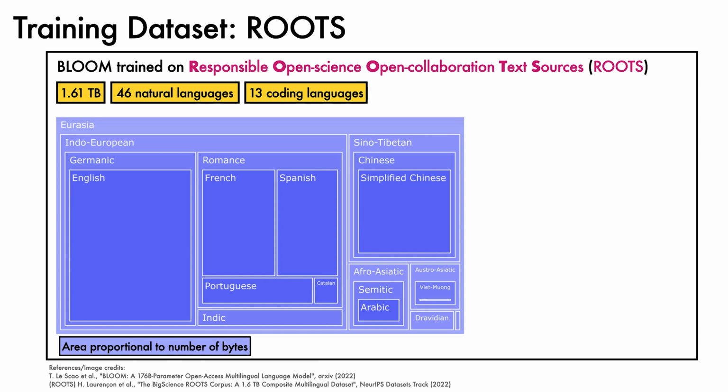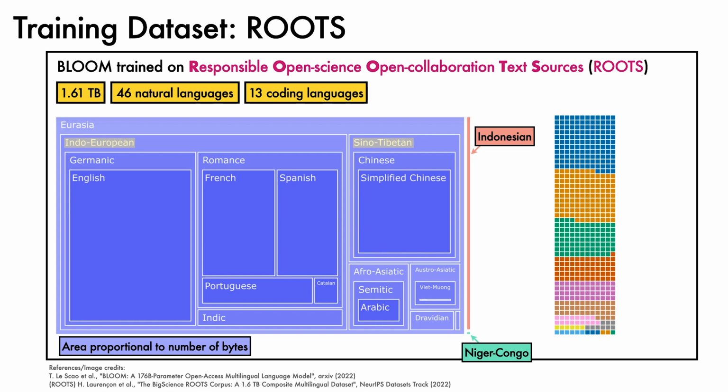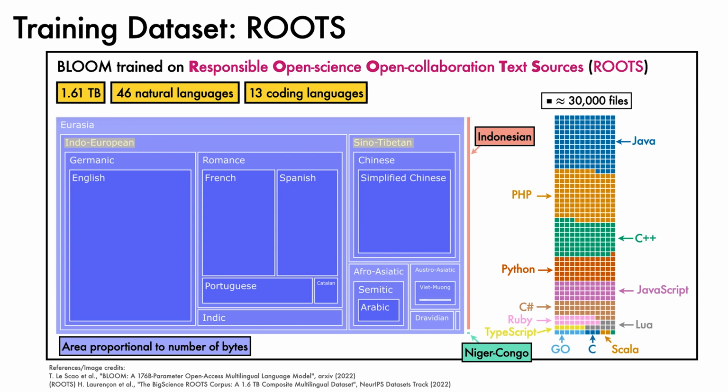We see that much of the data comes from Indo-European and Sino-Tibetan language families. Additionally, there are 18 gigabytes of Indonesian data and 0.4 gigabytes of data from the Niger-Congo language family. We can also examine a waffle plot of the 13 coding languages, where each square corresponds to approximately 30,000 files. The data is formed of Java, PHP, C++, Python, JavaScript, C#, Ruby, Lua, TypeScript, Go, C, Scala, and Rust.